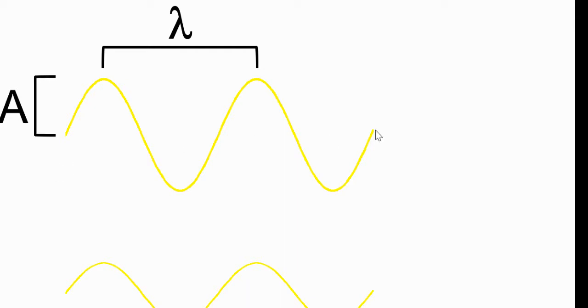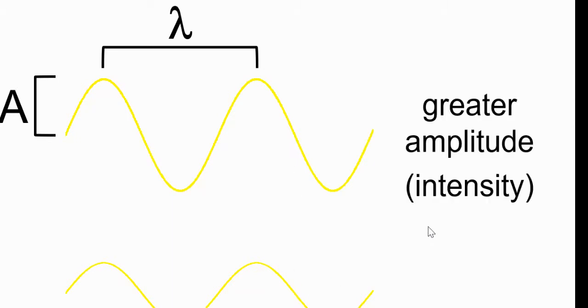So if we start here and end here, and that's 1 second, I get the same exact amount of waves. So they actually have the same frequency, but the top one has a higher amplitude. It would take more energy to create the top wave than the bottom wave. So greater amplitude, it would be a more intense sound.